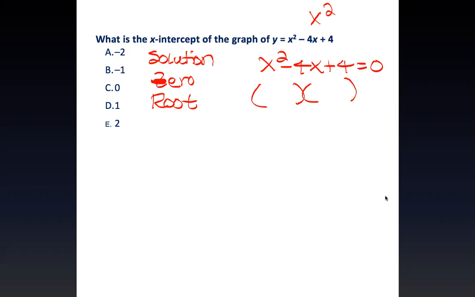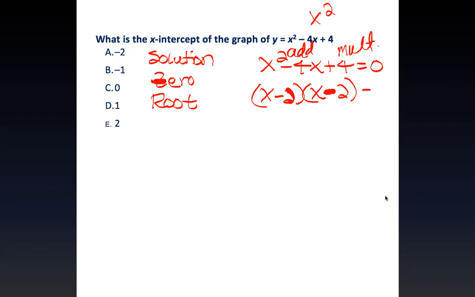I split up x squared into x times x. I want to find two factors of 4, as in two numbers that multiply to give me 4, whose sum, as in add, to give you a -4. They multiply to give you 4, but when you add them together, you get a -4. So both of these factors will be -2 and -2.